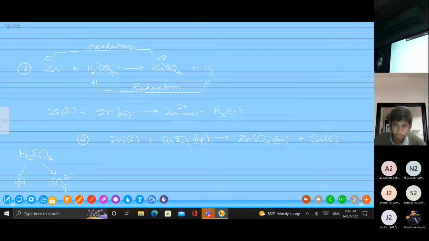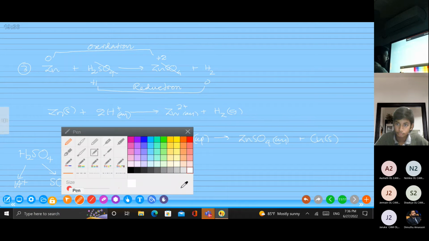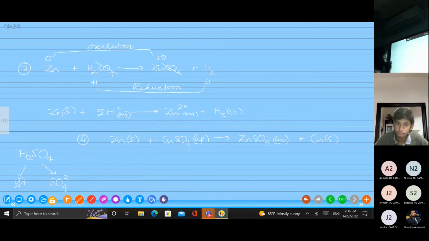Right, shall we check the answers now? This is a very simple one and most of you have given me the correct answer, right? So here zinc is 0, here zinc is 2 plus. So very simple again, what is this? This is oxidation, right? Online students, you can hear me, right?